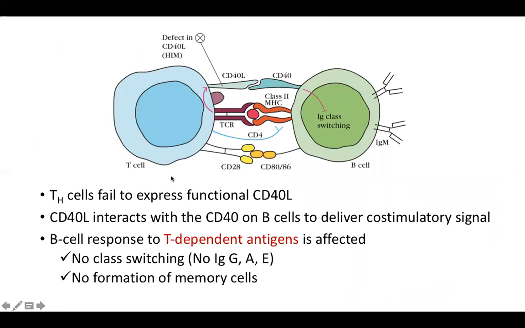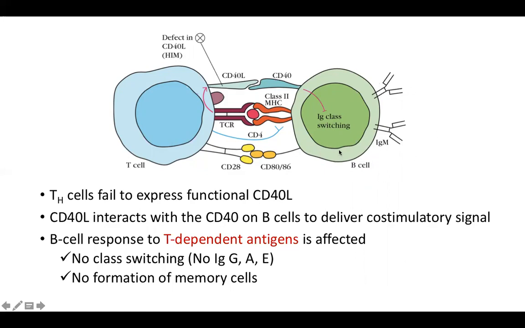CD40 ligand is defective. So TH cells fail to express this functional CD40 ligand. The co-stimulatory signal is not received. So the first signal is received, but the second signal required for class switching is not. What all things is it required for in the second signaling? It is required for B cell activation into plasma cells, which will secrete a lot, 2000 molecules per second, like that. So that won't happen. It is required for switching the IgM into IgG, A, E. That won't happen. It is required for making memory cells. So there will be no memory cells formed.